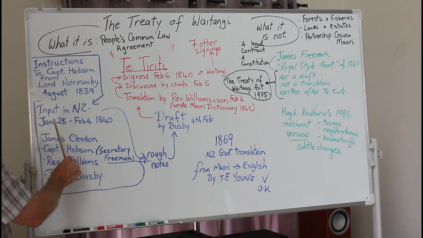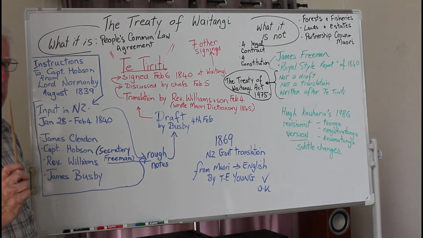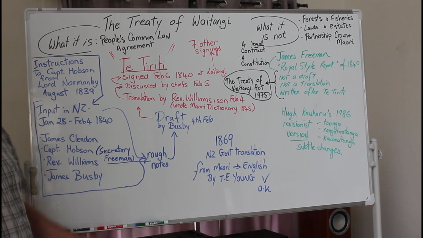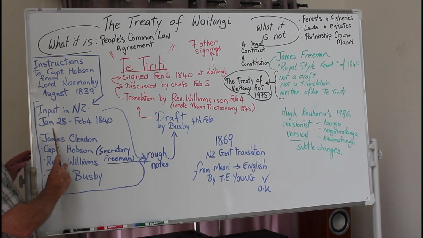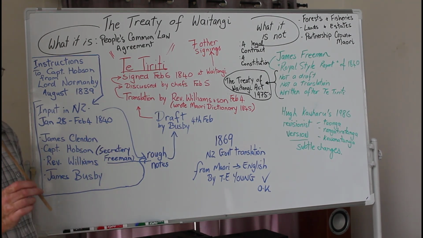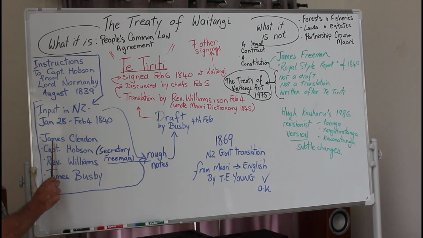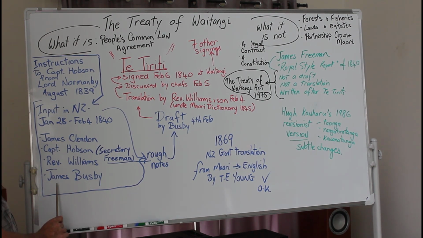Now, when Hobson arrived in the Bay of Islands in late January 1840, he had these instructions in mind and immediately set about, in the period from around January 28 to February 4, consulting with the locals, particularly James Clendon, the Reverend Williams and James Busby, and Hobson was assisted by his secretary, Mr. Freeman.